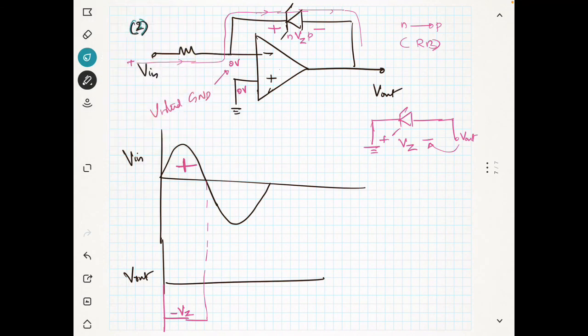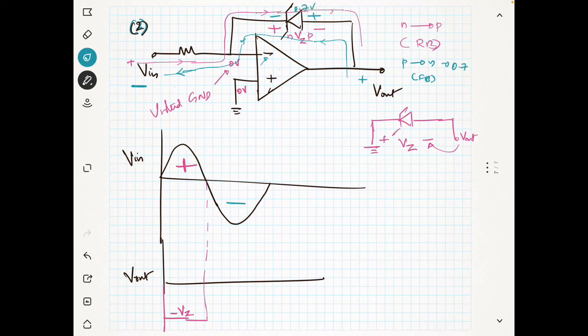Now I will talk about the negative signal. When the input is negative, I told you the current will be always going into the negative. Since the input is applied to the negative terminal, the output will be positive. So the current will be flowing like this. Since the current is flowing like this, this end becomes positive and this end becomes negative, and the current is flowing from P to N, that means it is forward bias. So the voltage will be 0.7 only.